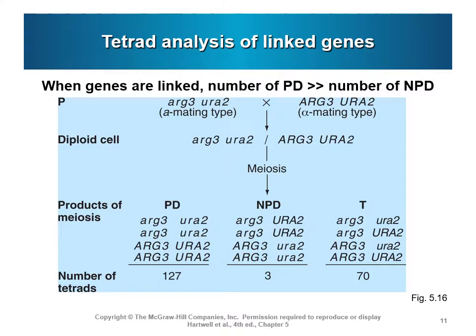However, in case of linked genes, the tetrad analysis looks different, of course, which is kind of logical to predict that parentals will be the majority for linked genes. And here we can see that for parentals it's 127, for non-parental it's 3, and for tetratype it's 70.